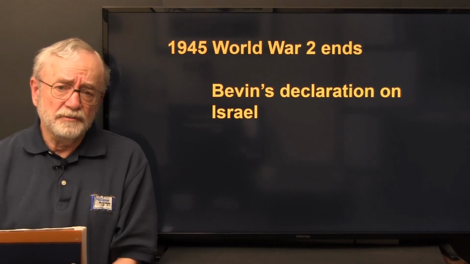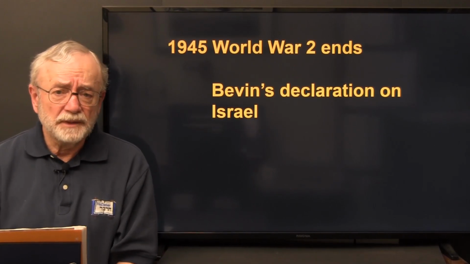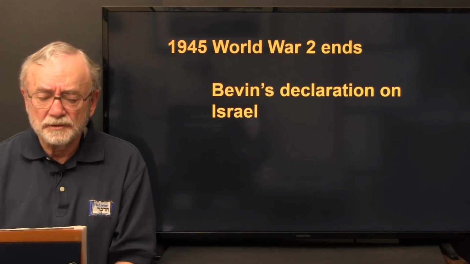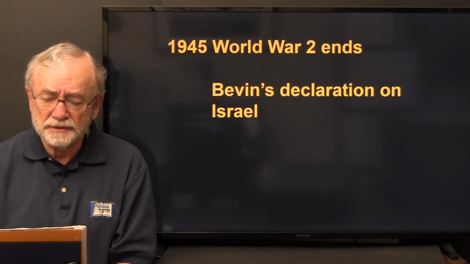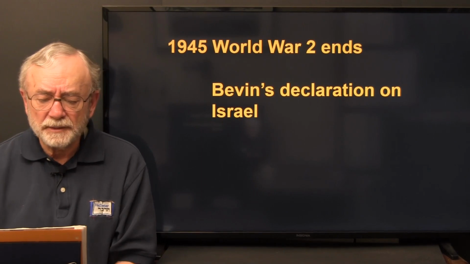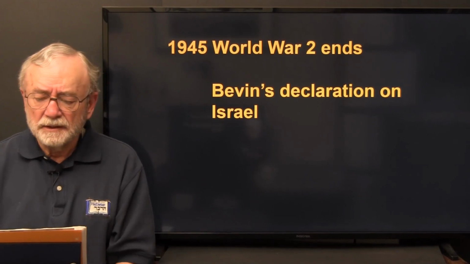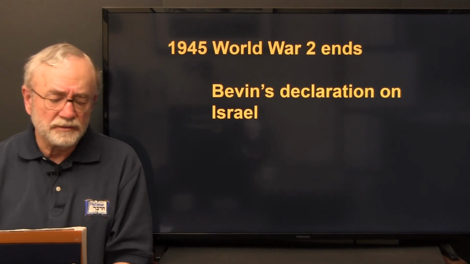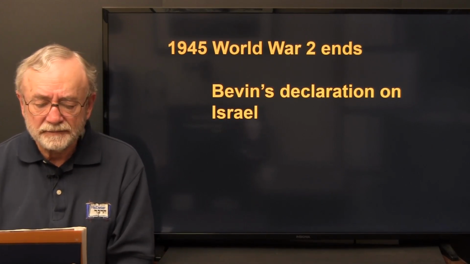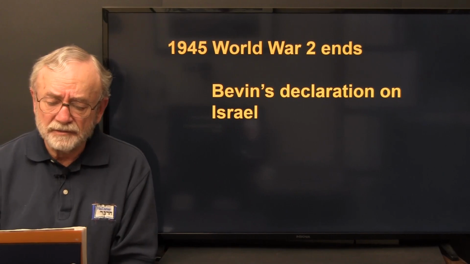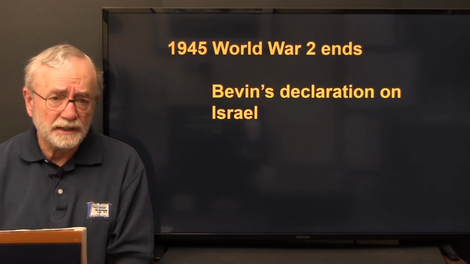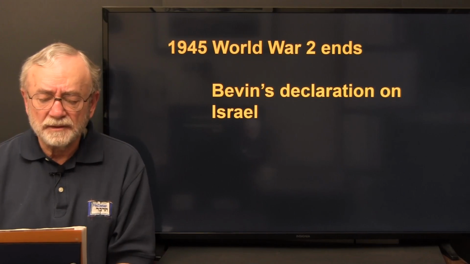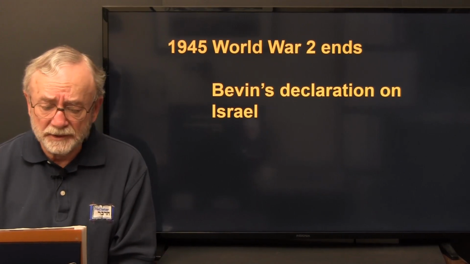In 1945, World War II came to an end, and we come to Bevin's Declaration on Israel. Following the end of World War II, Europe was teeming with displaced persons. President Truman paid special attention to the plight of the Jewish refugee and directed that no Eastern European Jew be turned away from refugee camps in Germany. Therefore, refugee traffic from the east to German relocation camps gained momentum. By the summer of 1945, nearly 100,000 Jewish DPs had reached Germany.